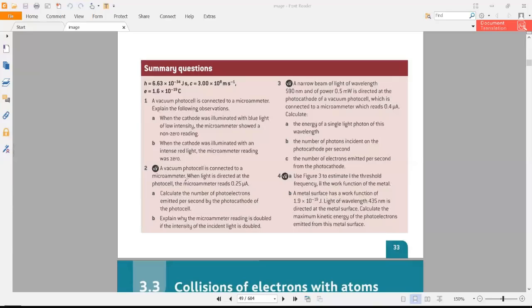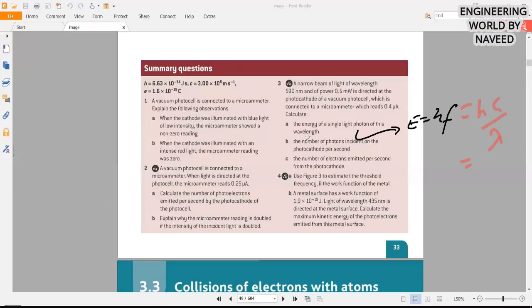Okay, question number 3. A narrow beam of light, with wavelength and power given, is directed at the photocathode of a cell, which reads 0.4 microammeter. Calculate the energy of a single light photon of this wavelength. Single photon energy is equal to hf. Yes, this will be the single photon energy. Then, the number of photons incident on the photocathode per second.